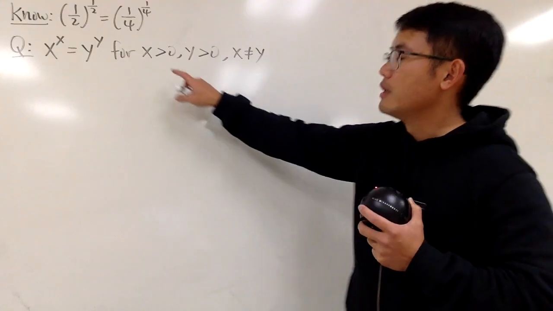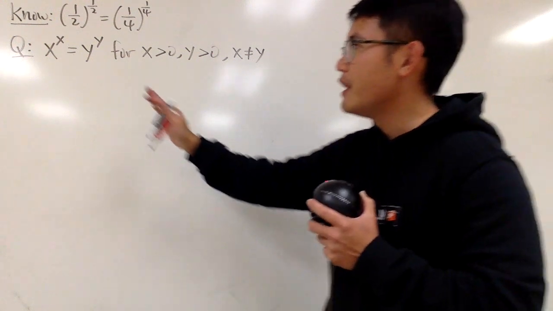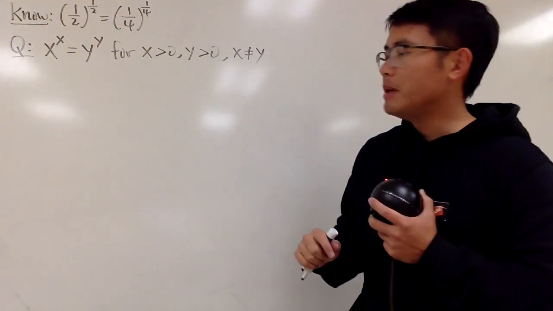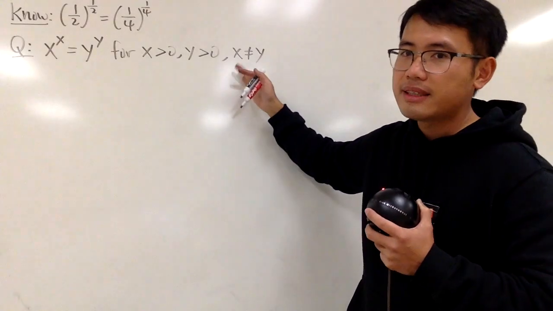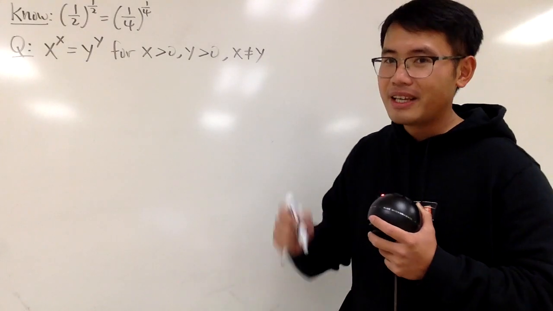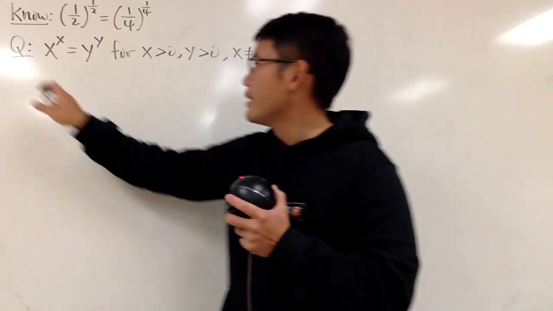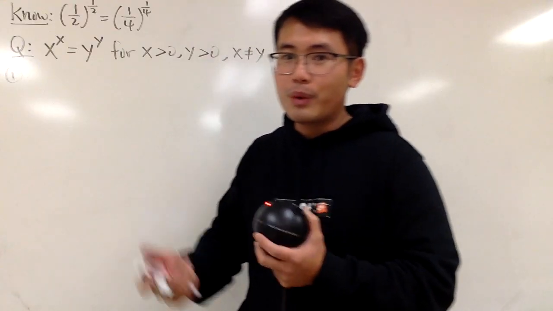Right, so here are the conditions. I just want x and y to be both positive because if you have negative values, they may be dangerous, right? And I also don't want boring solutions, so I will say x is not equal to y because otherwise it will be too boring. Here we go. Let's do it the first way, right? So the first method is that I will just show you guys what we did last time.